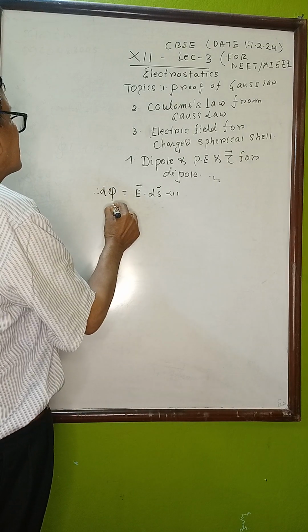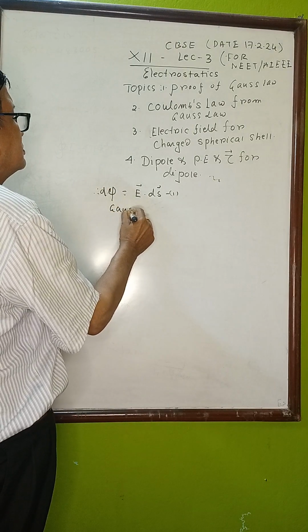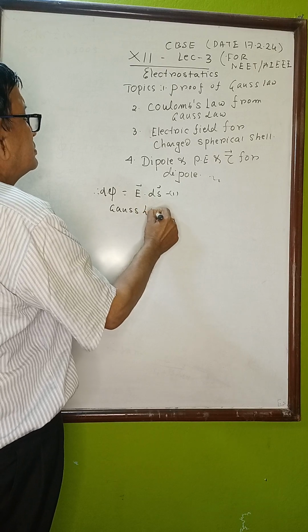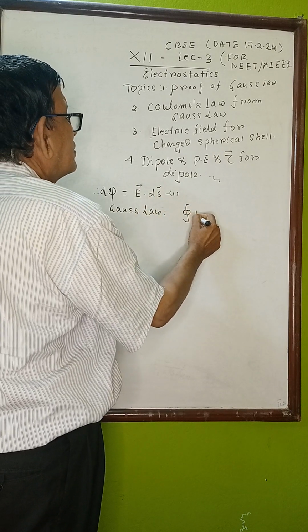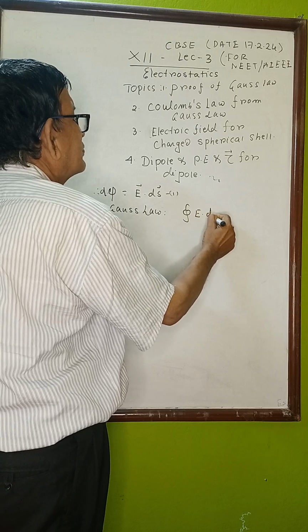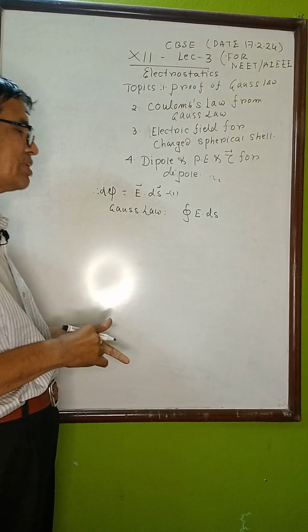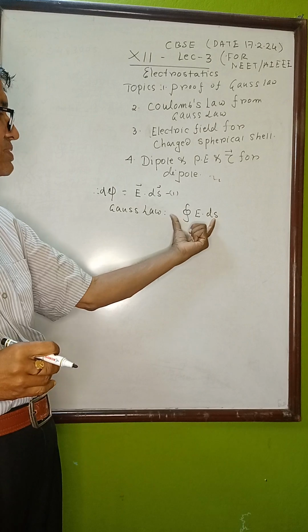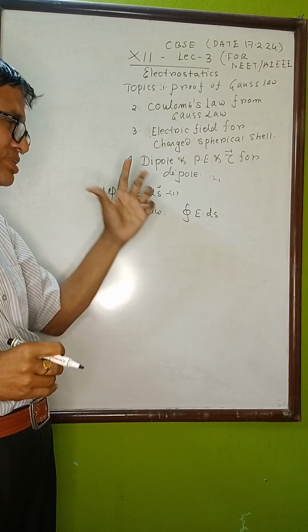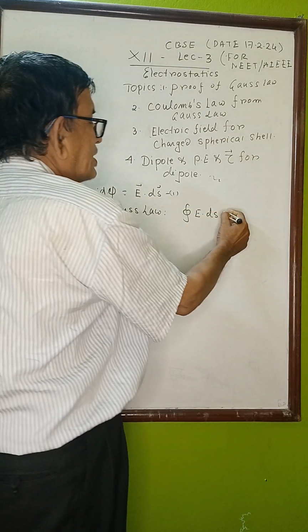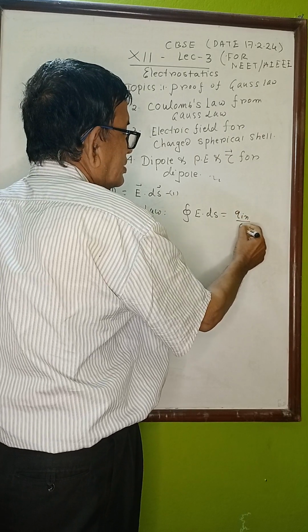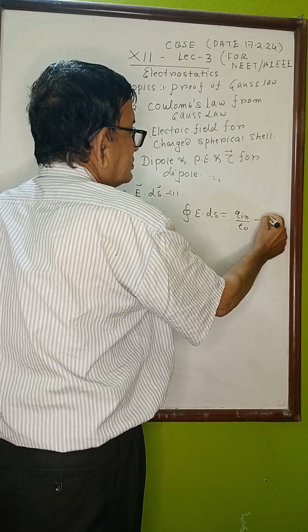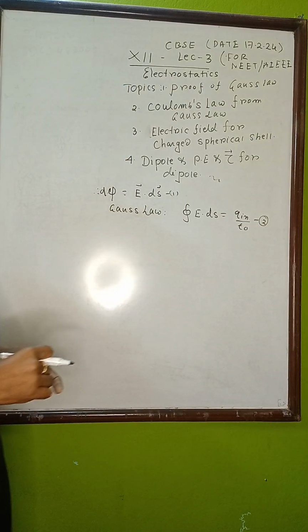Now according to Gauss's law, we know the total flux through any closed surface, the Gaussian surface, taking the integration of E dot ds, total flux equals the charge enclosed, that means the inside charge, divided by epsilon naught. That is the mathematical form of Gauss's law.